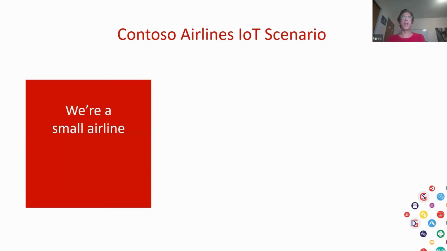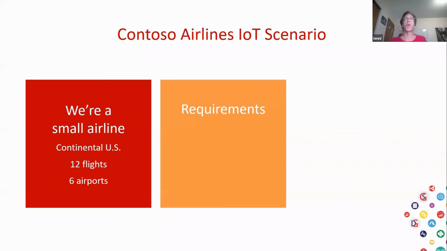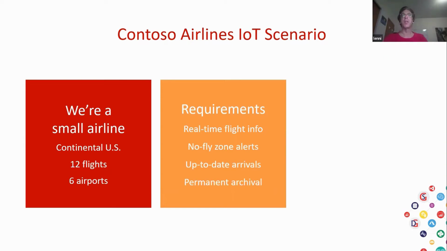So we're a small airline. We operate only 12 flights across 6 airports, but we have certain requirements. We need real-time flight information, obviously, but we also have no-fly zones, and we have to be alerted if a plane enters. We need up-to-date arrival information to display on arrival boards in the airport, or for just client applications that are consuming this information. And we need a way to permanently archive the data.